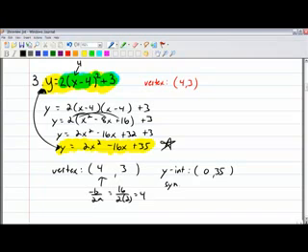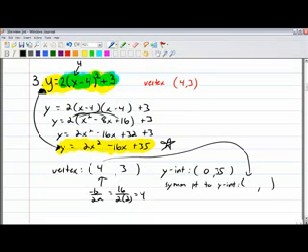The symmetric point to the y-intercept, double the x coordinate on the vertex. So 4 doubles to 8, and we have 35.